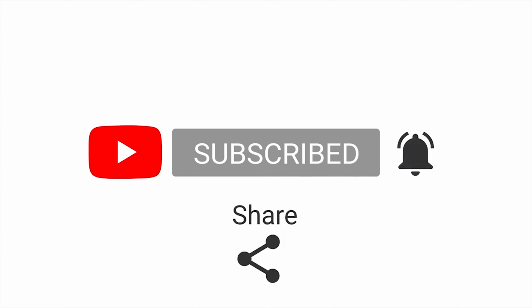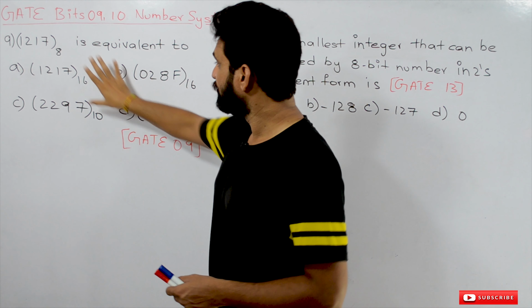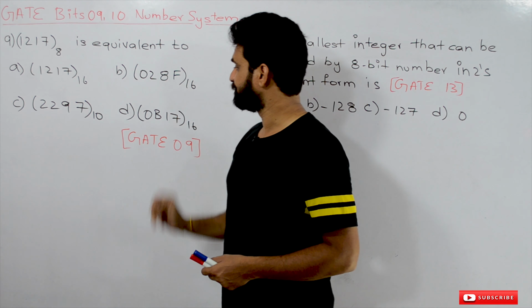In this class we will try to answer these two GATE questions. One was asked in GATE 2009 and the other was asked in GATE 2012. The first question is: 1217 base 8 is equivalent to which among these? So how to solve this?